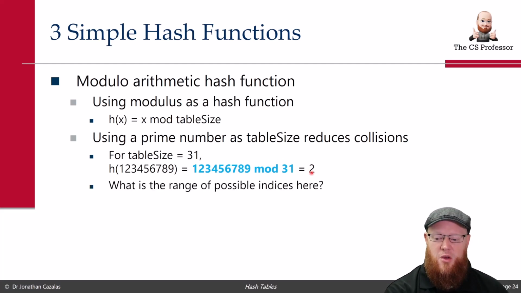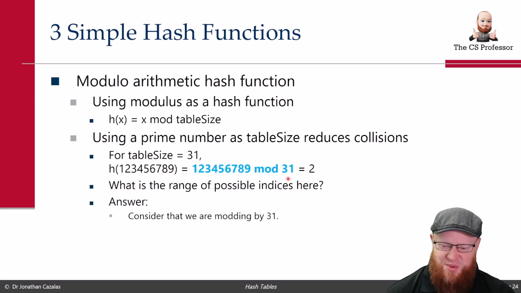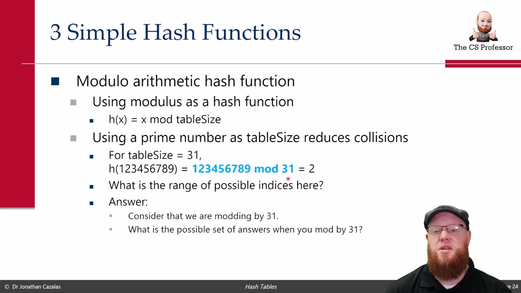and we use 2 now as our index into this hash table. What's the range of possible indices here? That's a good question. Make sure we're okay. If I mod by 31, what is the range of possible indices, right? Make sure that we're okay on answering this one. Consider that we're modding by 31. What is the possible set of answers that you will get?